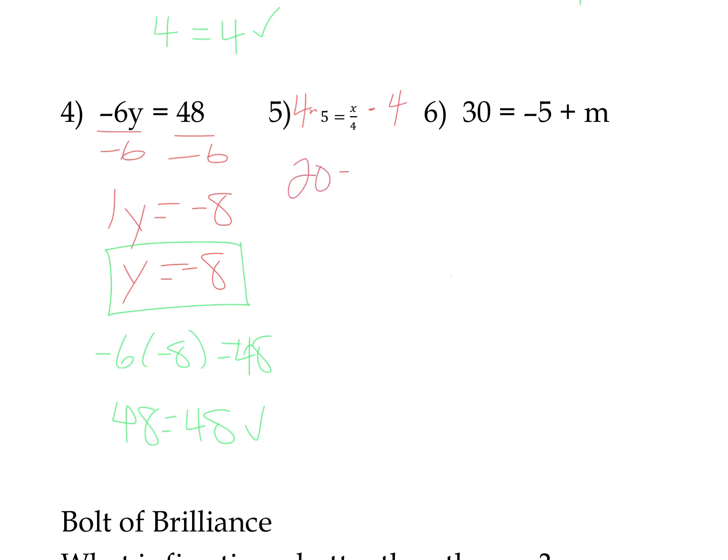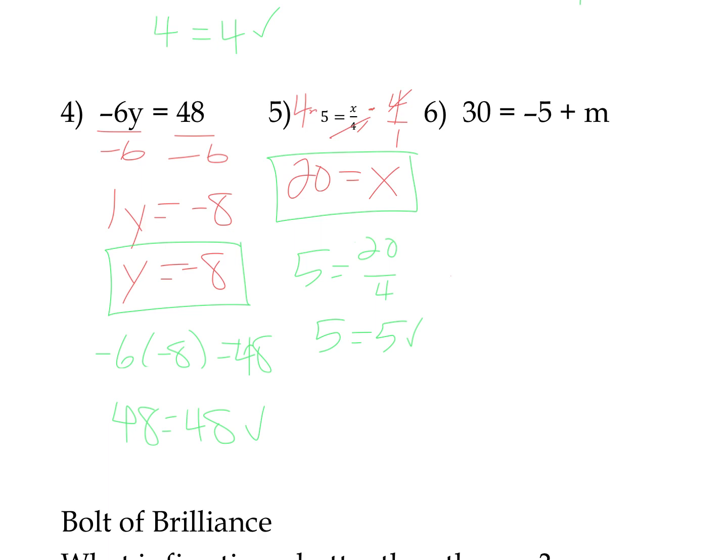It's going to be 20 equals, this is like 4 over 1. Well, that's why that works, so the 4's will cancel and just give me x. X equals 20. I can check that. 5 equals 20 over 4 gives me 5 equals 5, which is true. So x equals 20 would be my solution.